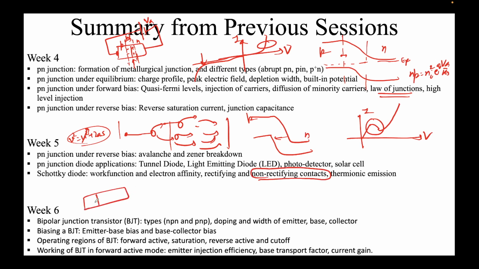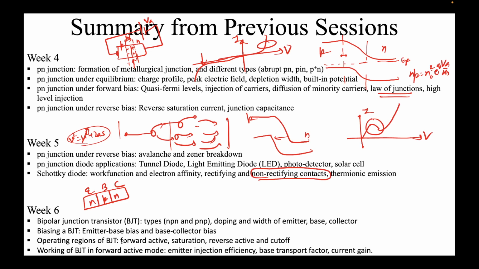Now we have the three terminal devices, that is N, P, and N: emitter, base, and collector, right? And we saw the relative dopings and widths of emitter, base, and collector. How do we bias it? So we have two PN junctions, so we can have 2 times 2, 4 combinations, and these are the 4 different modes that we have.